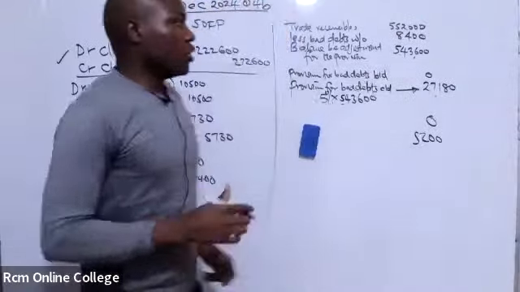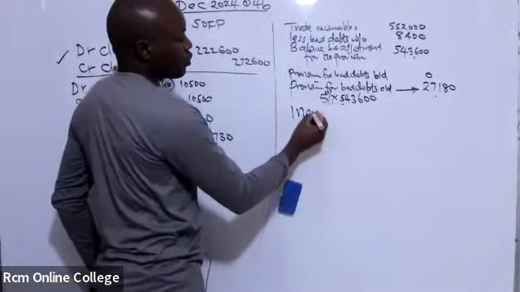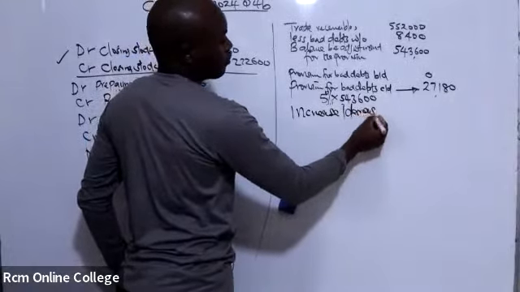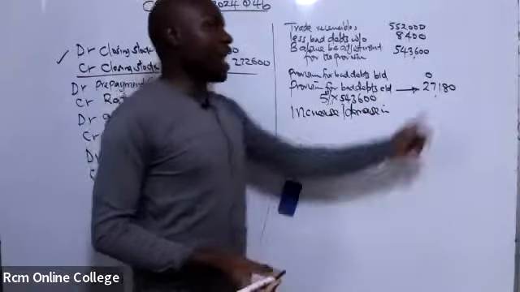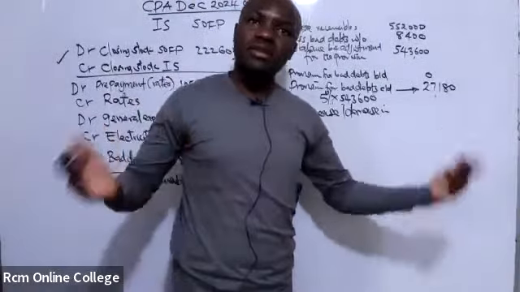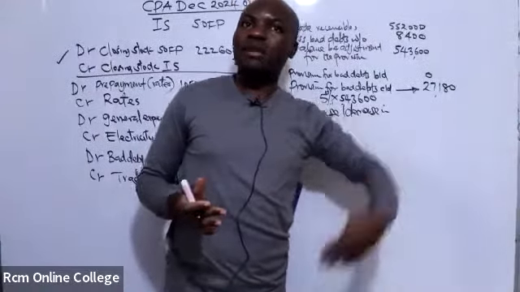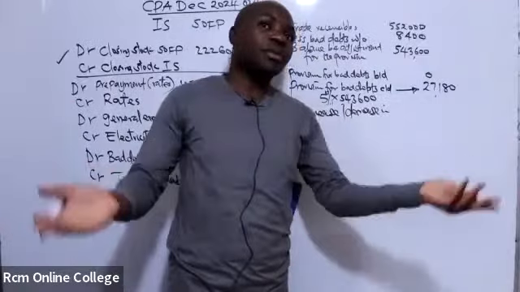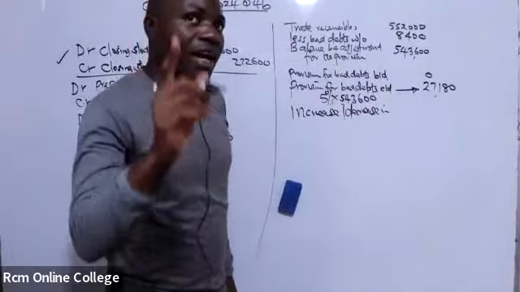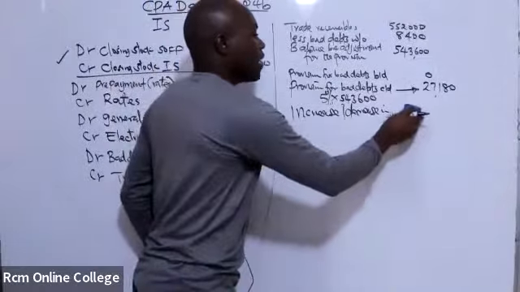Now, we need to look at it from this point. Are we talking about an increase or decrease in provision? If you provided nothing, and at the end of the year you have provided 27,180, it means you've taken money and put it aside for that purpose. Taking money and putting it aside means it is an expense. So an increase in provision, like in this case, represents an expense. Right? Good.